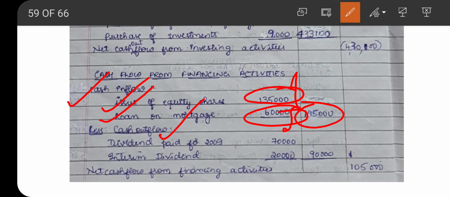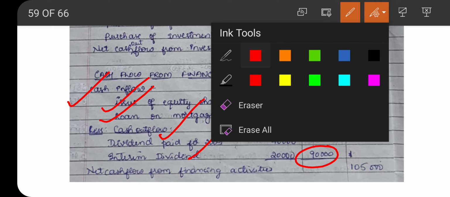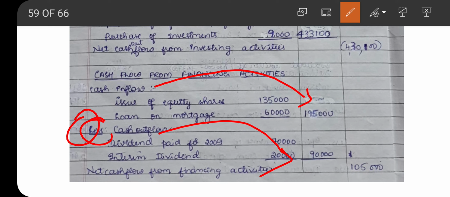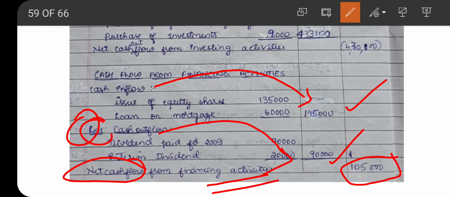Less cash outflow. Under that, we are having two items, dividend paid for 2009 and interim dividend. So dividend paid for the year 2009 was 70,000. Interim dividend is rupees 20,000. The total is 90,000. So cash inflow is how much? 1,95,000 less cash outflow, that is 90,000. So 1,95,000 minus 90,000, we are getting a total of 1,05,000. That is net cash flow from financing activities.